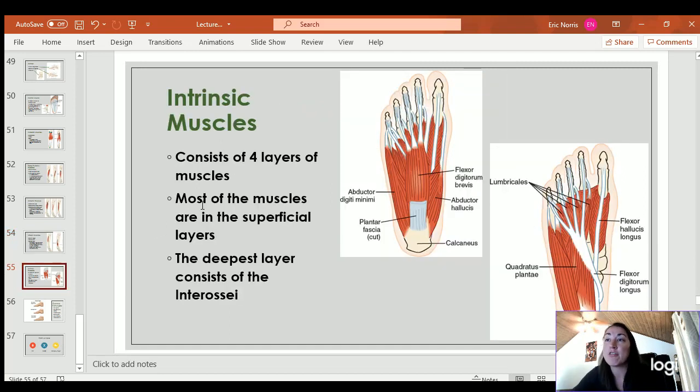In the foot, there are 4 layers of muscles. I'm not going to get into knowing every muscle in the foot, but there are 4 layers. Most of the muscles are in the superficial layer, but the interossi, which is kind of like the lumbricals that we are trying to strengthen with that exercise where we're doing toe scrunches, where we're scrunching up the toes, that's what we're trying to strengthen there. That's in the deepest layer of the muscles in the foot. And that helps support the arch and kind of support the stabilizers in the foot.